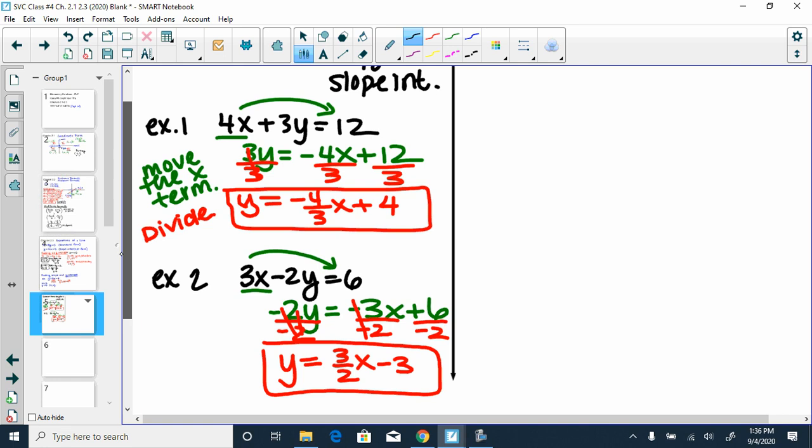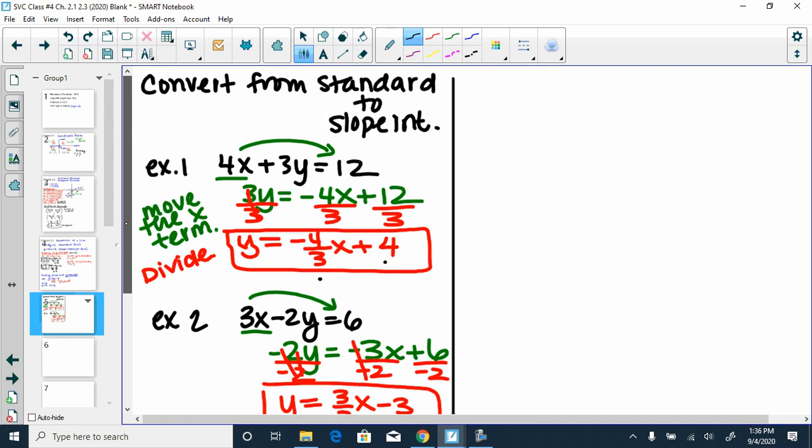Now I can look at both of those equations, and I can find the slope, negative 4/3 or 3/2, and I can find the y-intercept very easily, 4 for the first one and negative 3 for the second. Okay. I think that right there is the more important skill, and that's why I have this one first. Okay, so converting from standard to slope.